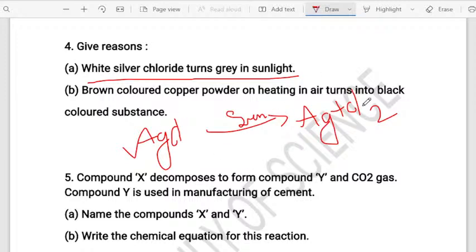And you know that yesterday I told that this is used in black and white photography. Yes. Next question, they have asked: brown colored copper powder on heating in air turns into a black colored substance. Very good question, children. See, this is also asked in the examination.